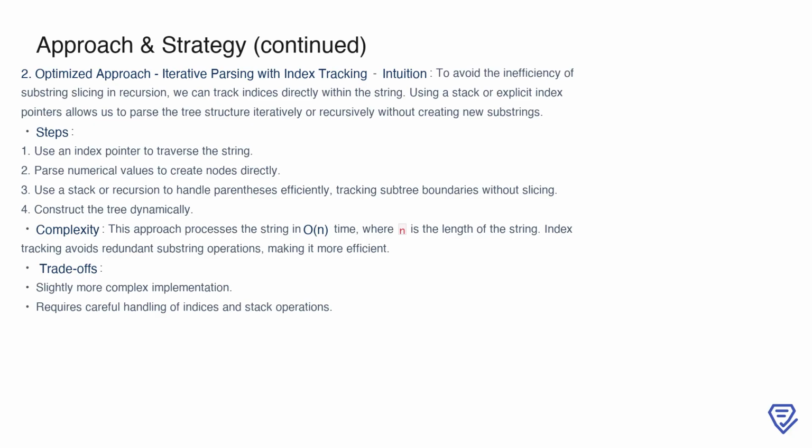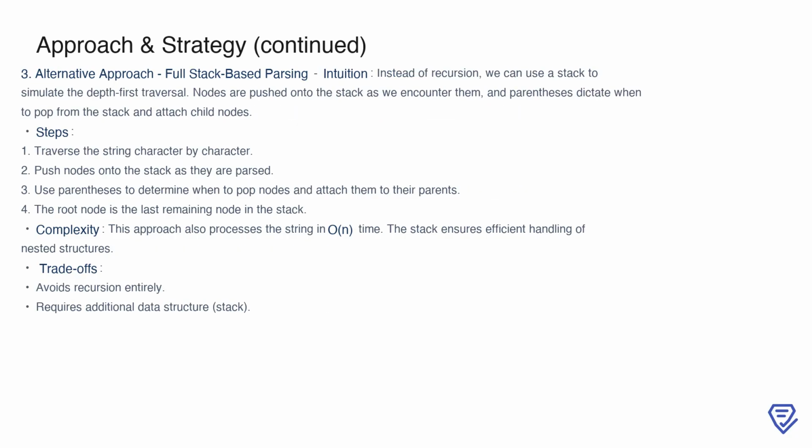However, it does require careful management of indices and stack operations, which adds some complexity to the implementation. Overall, the optimized approach is both efficient and practical, making it a strong choice for solving the problem. Another alternative is a full stack-based parsing approach, which eliminates recursion entirely and relies solely on a stack to simulate the depth-first traversal of the tree.